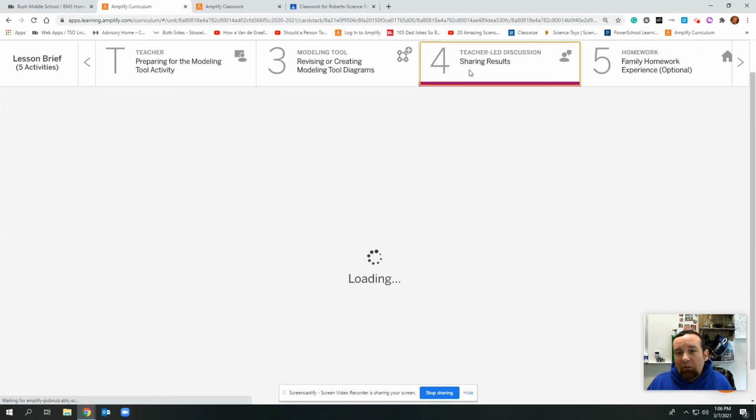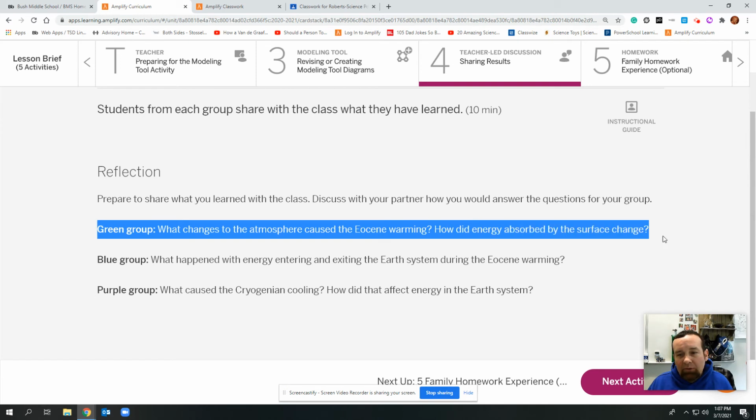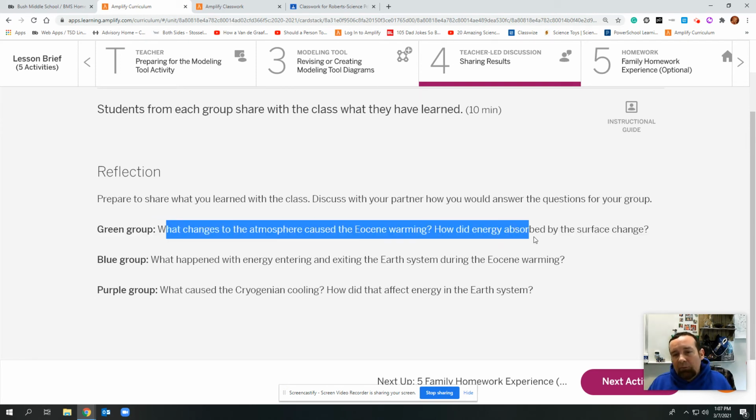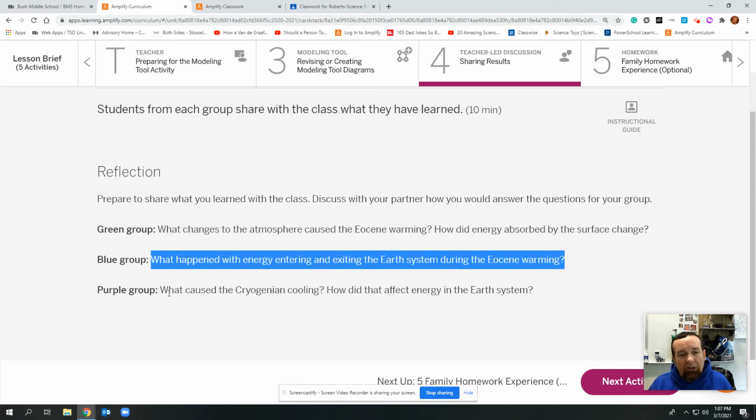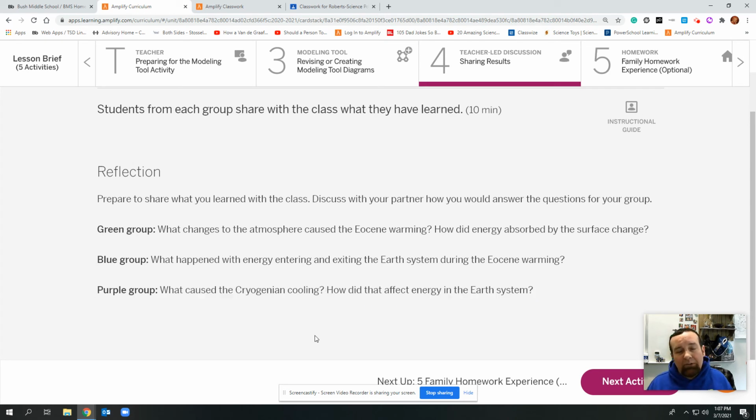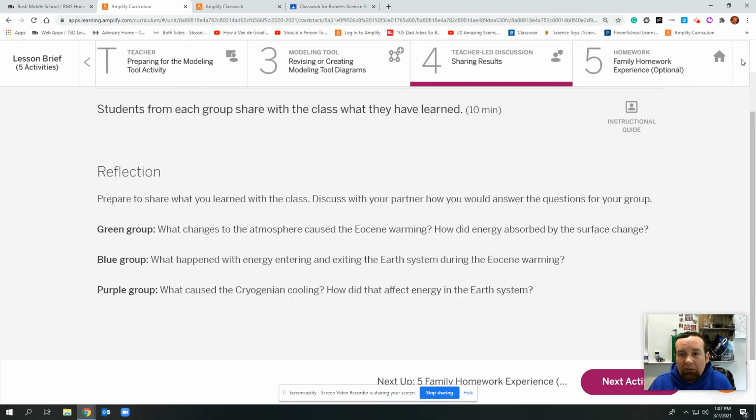Now, for part four, we're going to skip that part. We've kind of already gone over this. I will say that the changes in the atmosphere would be an increase in methane and or carbon dioxide. And then here would be a decrease in both of those and perhaps even an increase in sulfur dioxide, which is our cooling gas that we will learn and talk more about later.